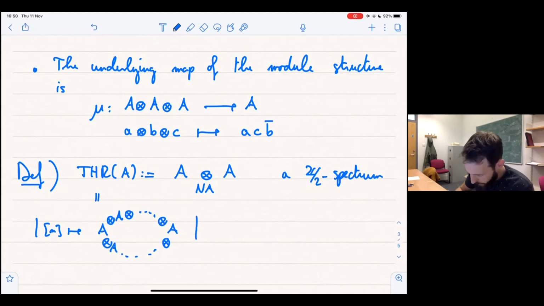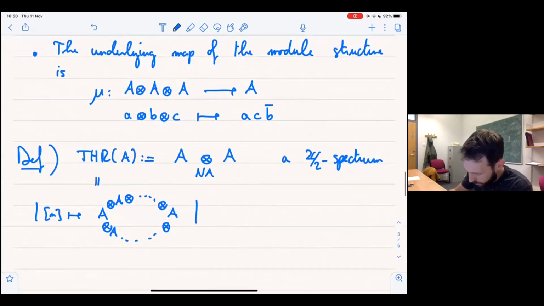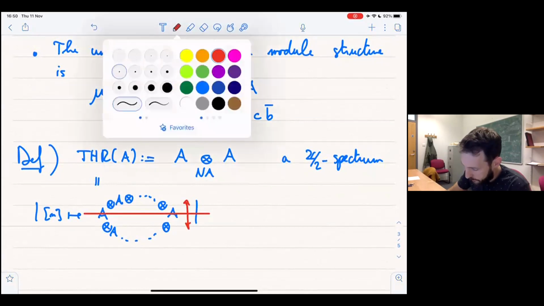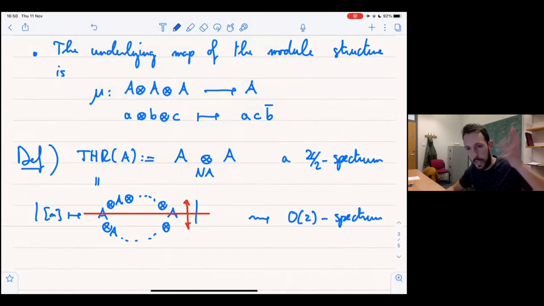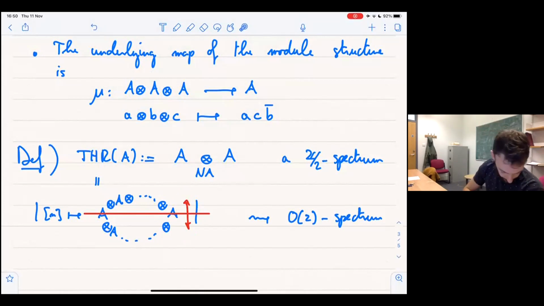Just tensor them in a circle, and then you have an extra involution that comes from this reflection here. And if you set it up carefully, you get out an O2 spectrum, which is the usual S1 action as we said before, and then plus these reflections act by reflecting these. And then once you do that, you define TC the same way.